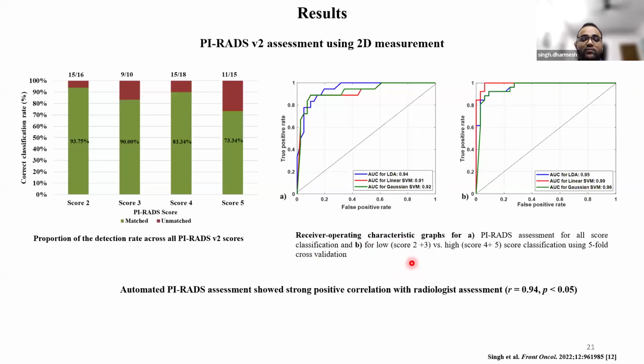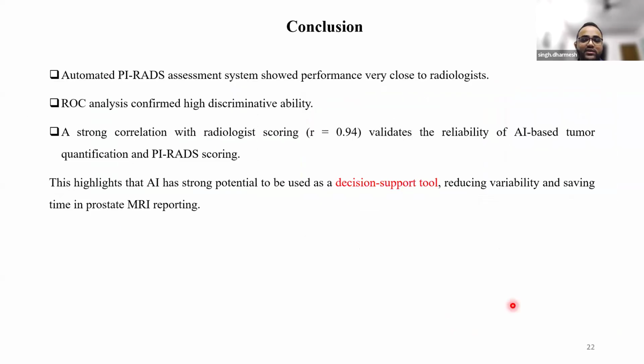So this high AUC value, especially close to 1, shows that automated PI-RADS scoring reliably distinguishes between benign and malignant lesions. When we compared automated PI-RADS assessment with radiologist scoring, we found a strong correlation. Okay, so this work has been published in Frontiers in Oncology. And now let me summarize the result of our automated PI-RADS scoring.